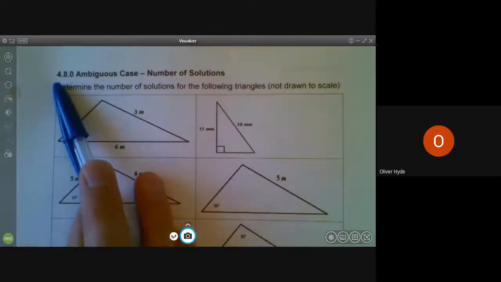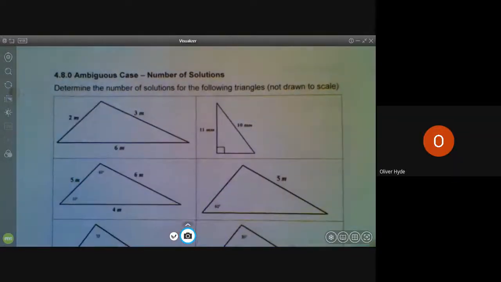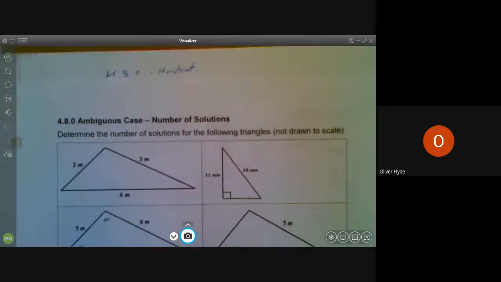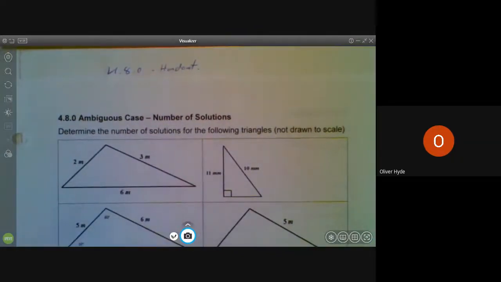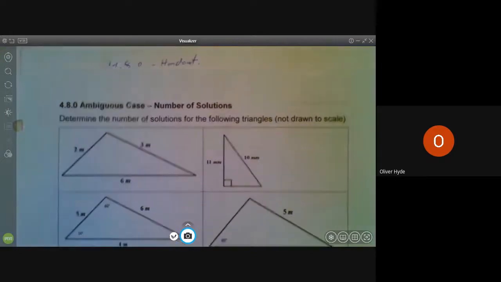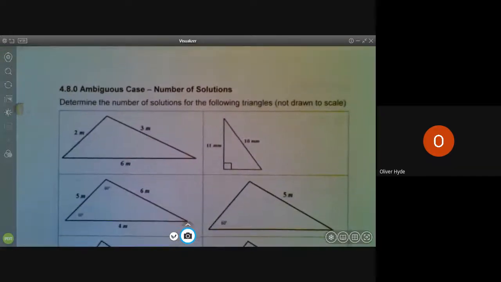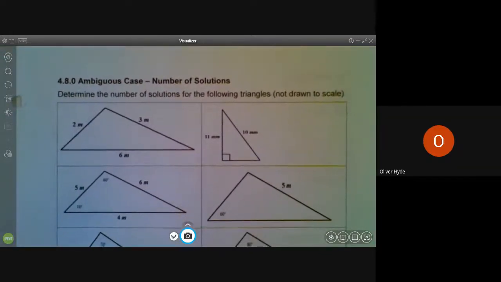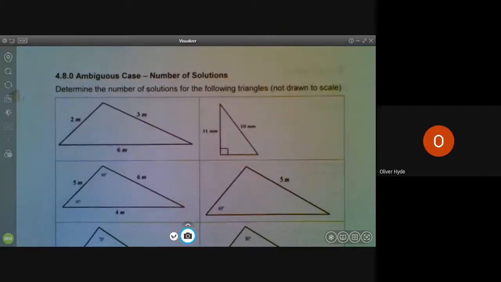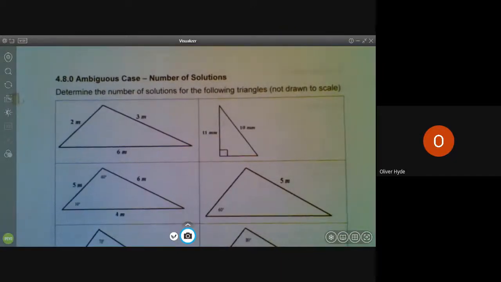Hello, Royals. For lesson 4.8, if at all possible, you should print out the file 4.8.0 handout and follow along as I go through this. You can read the printed lesson as well, but to figure out the tool for determining how many solutions there are to a triangle, it's something you're going to want to watch.